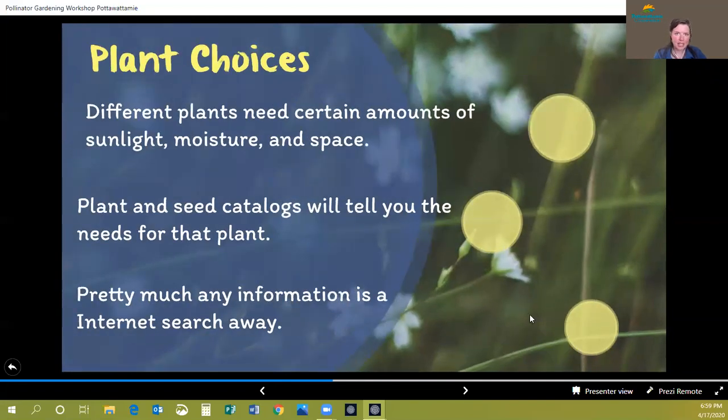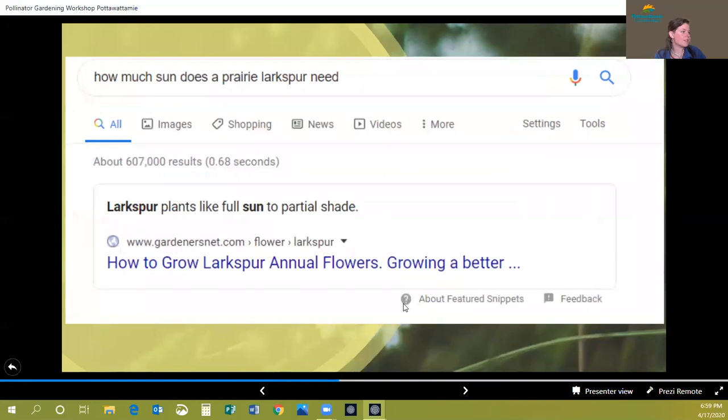And the internet is the most amazing tool ever. You can pretty much find any information you need. Like, I kind of like the idea of having a prairie larkspur in my yard. And I wonder, do I have the space for it? Do I have the sun for it? So I'm like, how much sun does a prairie larkspur need? And the internet told me it could go pretty much anywhere except for deep shade, right? Full sun to partial shade. They're pretty adaptive. They can be in a lot of places.